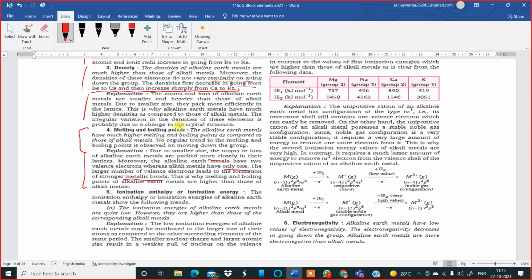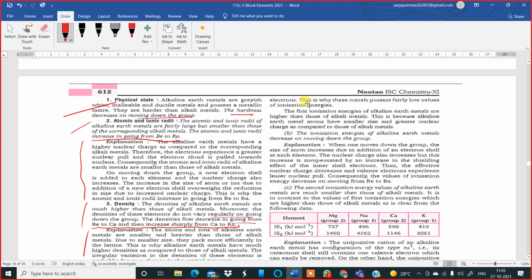Okay, then number five, the ionization enthalpy or ionization energy. The ionization enthalpy of alkaline earth metals shows the following trend. Number A, the ionization energies of alkaline earth metals are quite low. That's why they are metallic. However, they are higher than those of the corresponding alkali metals. So, the reasoning, you go through this on your own. It is not so difficult.